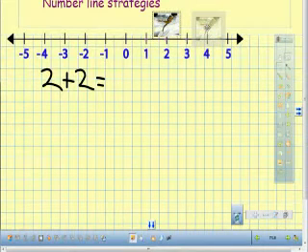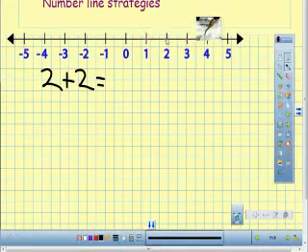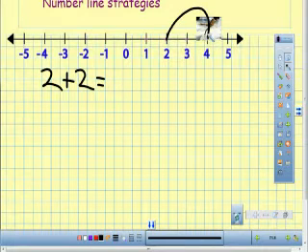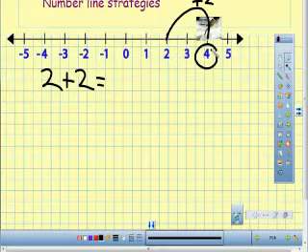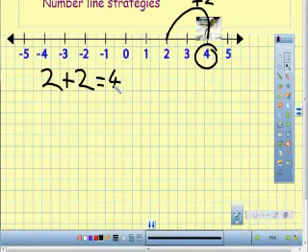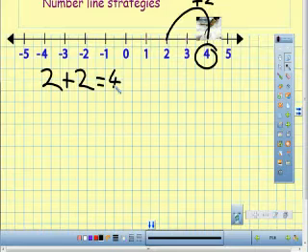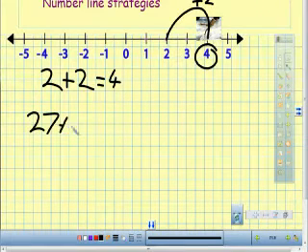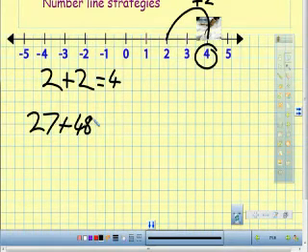Okay, so we could agree that my frog here has jumped 2 places. And where did he end up? He ended up at 4. Now, of course, that's really, really simple. But how can we use this in a practical way to solve a much more difficult addition problem? Okay, let's take something like 27 plus 48.